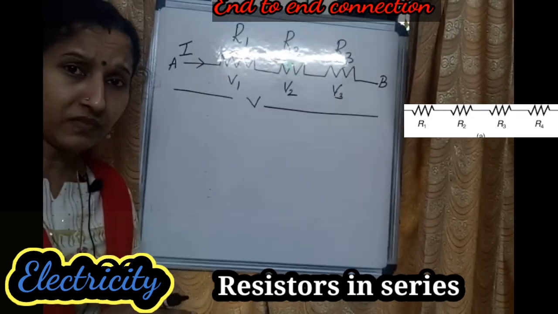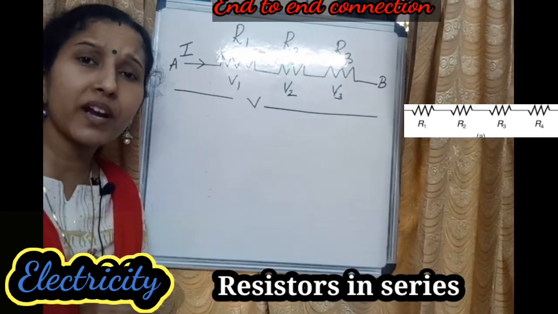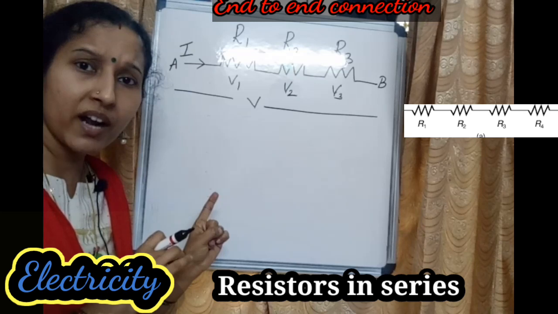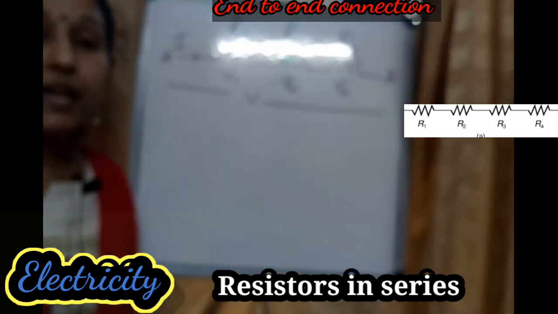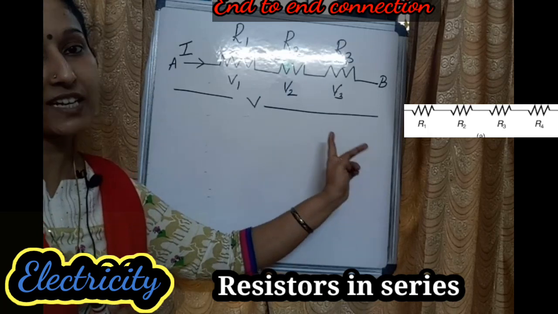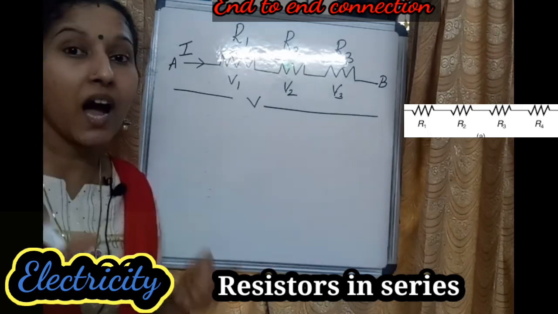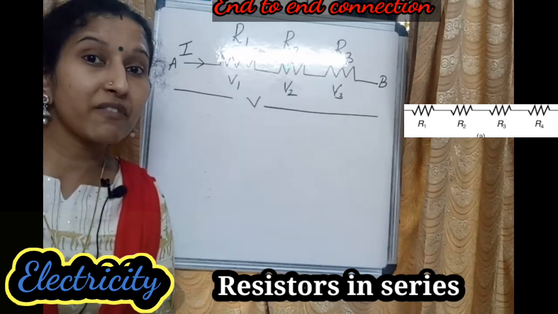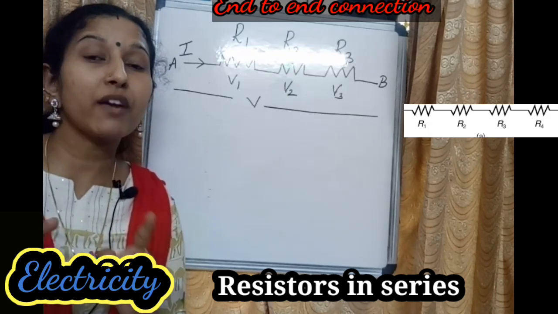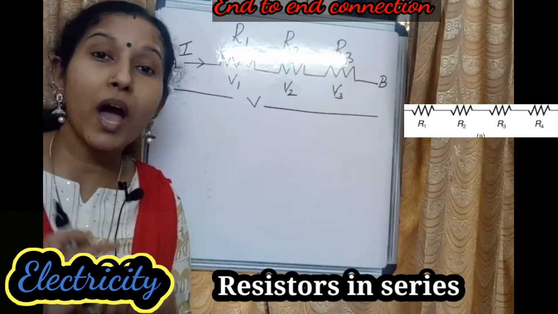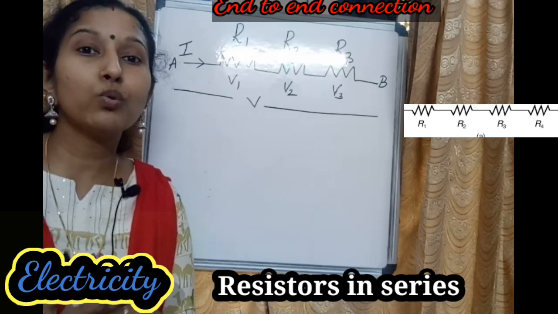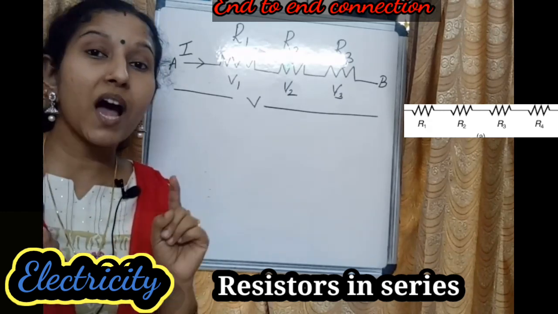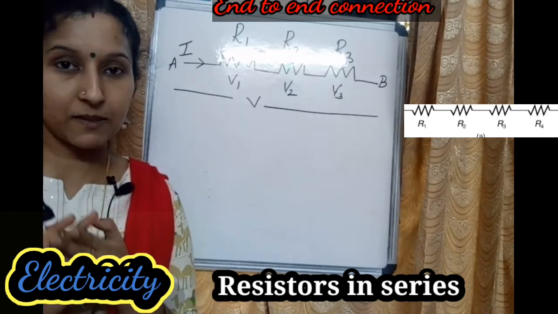Tell me guys, do we need to write I1, I2 and I3 in this derivation? Definitely not. Why? Because I is the same in series connection, and V is different, right? Potential difference is different across the resistors and I is the same for all the resistors, which means you have to use only I. You don't want to use I1, I2 and I3. Only you have to use I, because I is the same for all the resistors.